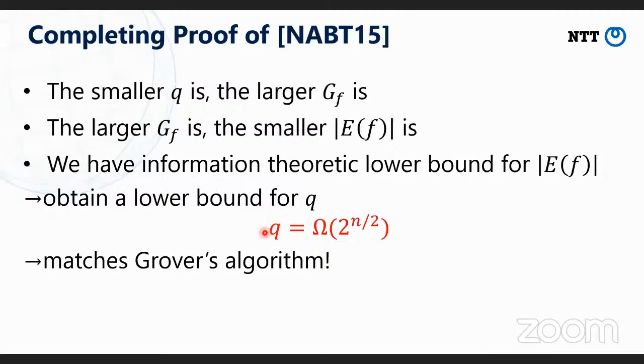And they showed that Q is lower bounded by 2 to the power n over 2. And this lower bound matches the upper bound given by Grover's algorithm. So this is how Nayak et al. showed the hardness of inverting random permutations.